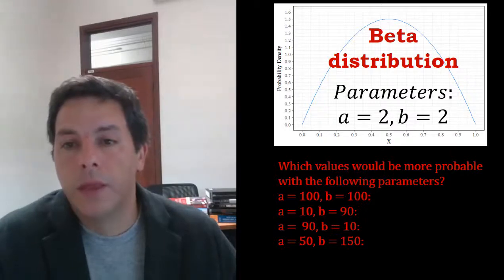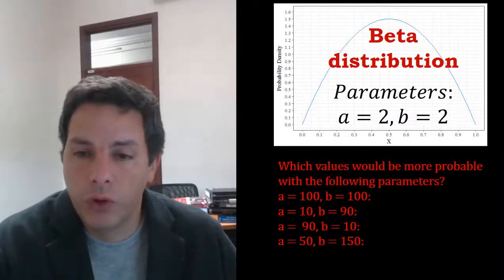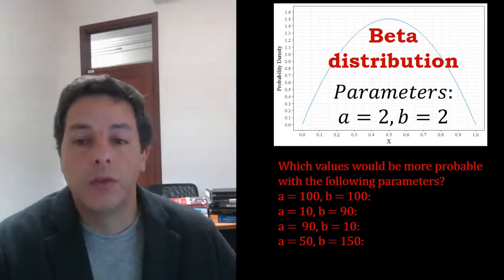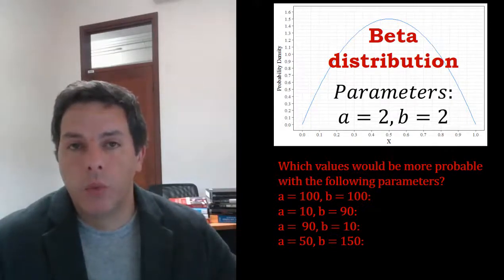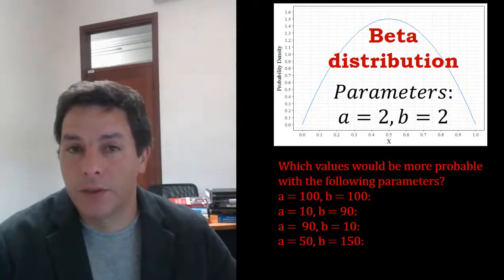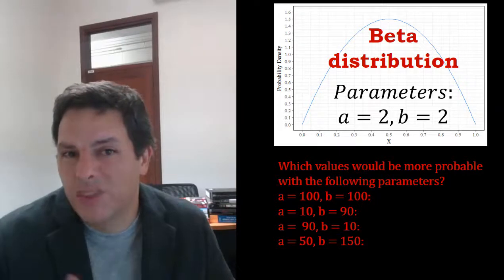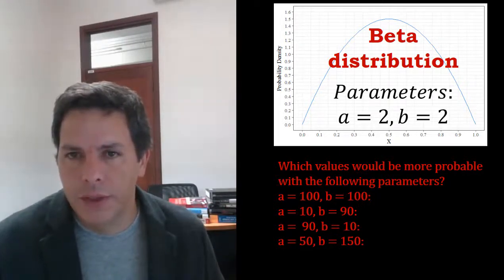So let's see the questions. Which values would be more probable with the following parameters? A equals 100 and B equals 100. So basically, this is saying, what's the probability of having a successful Bernoulli trial? Or what's the proportion of the population in region 1?